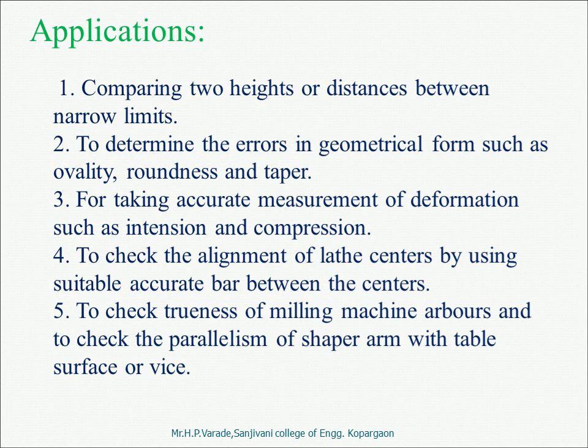Applications: comparing two heights or distances between narrow limits to determine the errors in geometrical forms such as ovality, roundness, and taper. Next one is for taking accurate measurement of deformation such as indentation and compression. To check the alignment of lathe centers by using a suitable accurate bar between the centers, to check the trueness of milling machine arbors, and to check the parallelism of shaper arm with table surface or vise. These are the applications of dial indicator.